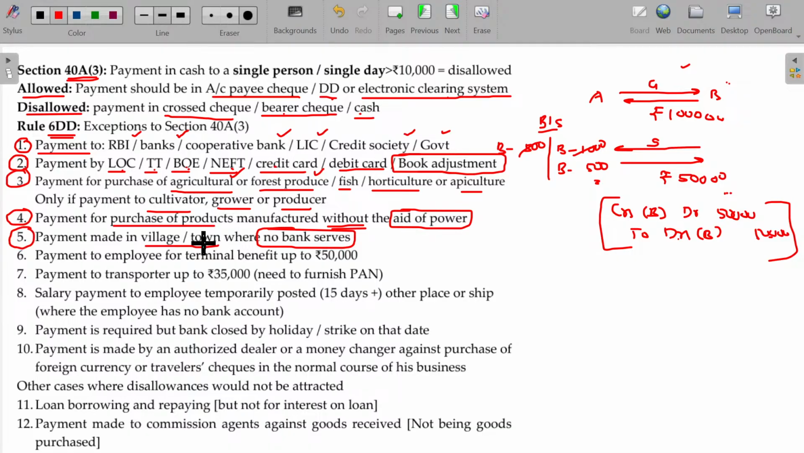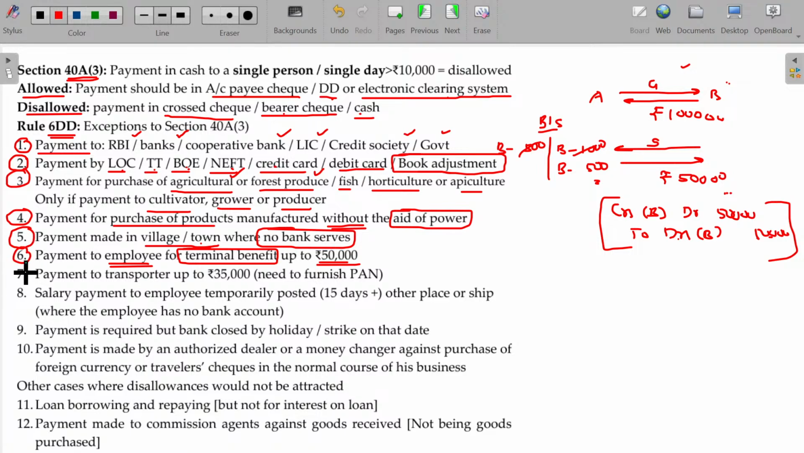Payment made to people who are living in a village or town where there are no bank operations. In case of payment to employees, the terminal benefits at the time of resignation, retirement benefit paid as a single lump-sum payment. If it is less than 50,000 it is allowed, as the limit is increased from 10,000 to 50,000 rupees.